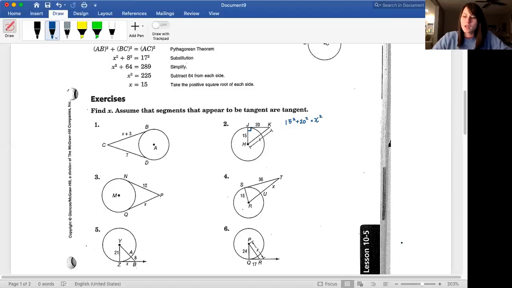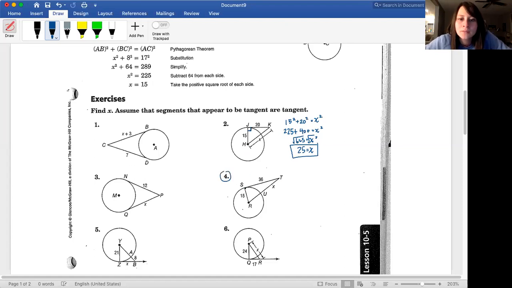Okay, so see what you guys got. 15 squared is 225. 20 squared is 400. Add them together. Square root of 625 is 25. Okay, so x is 25. Great, so let's take a look at number 4.